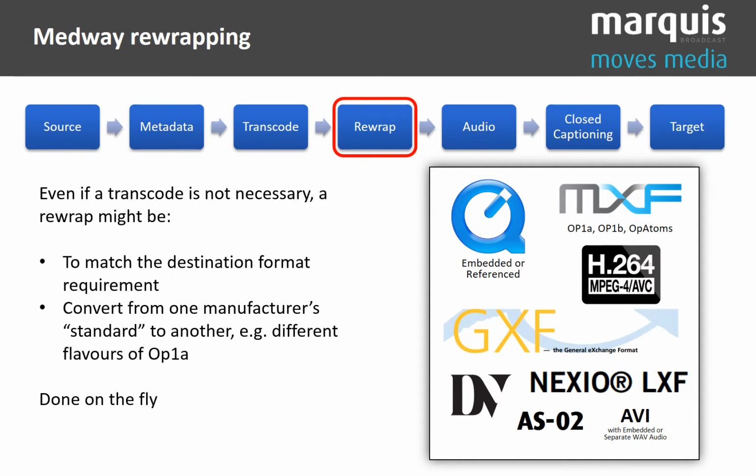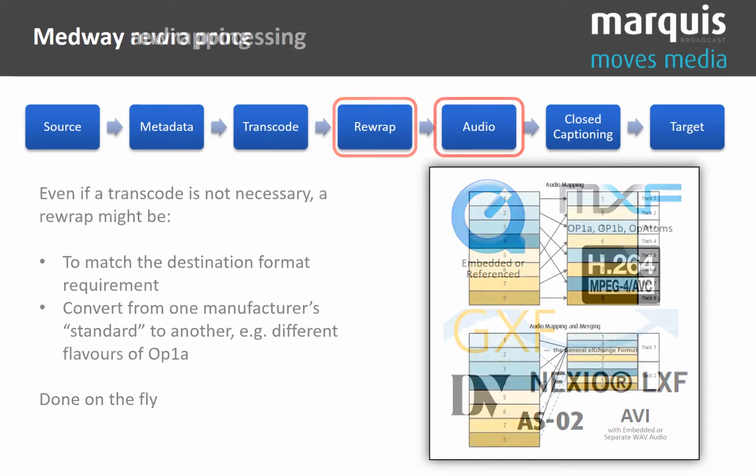Similarly, we can check that the media wrapper is as required by the target system. This includes the different flavors of the same standard required by different manufacturers, and making sure the right metadata is set so that the target system accepts the media without further processing.